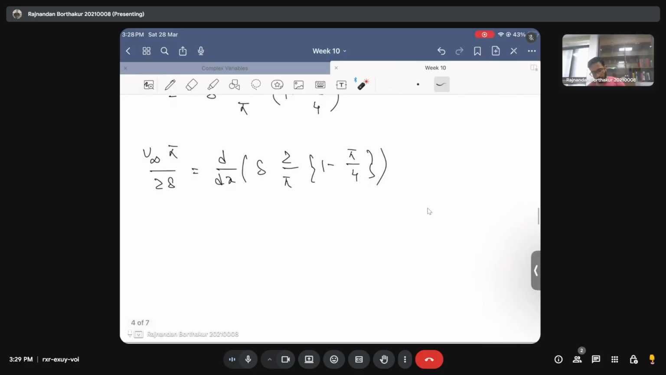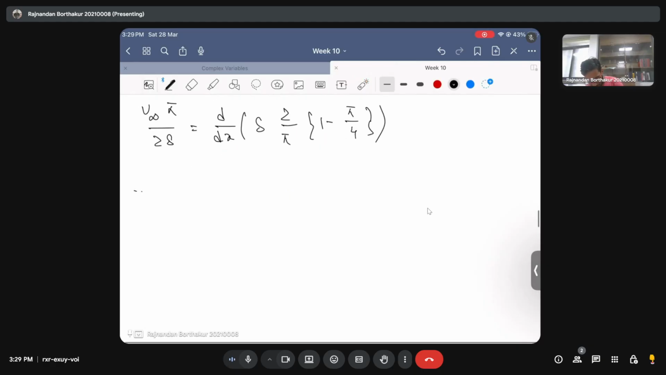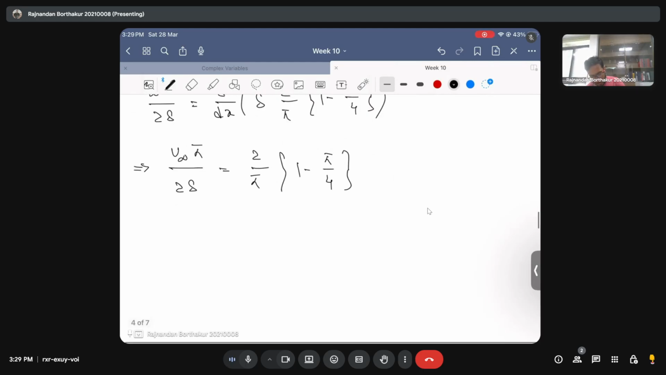Now, since this bit is a constant and not a function of x, we will take it outside the differentiation. So this is equal to u infinity pi by 2 delta, and this is equal to 2 by pi times (1 minus pi by 4), and this is going to be your d delta by dx.